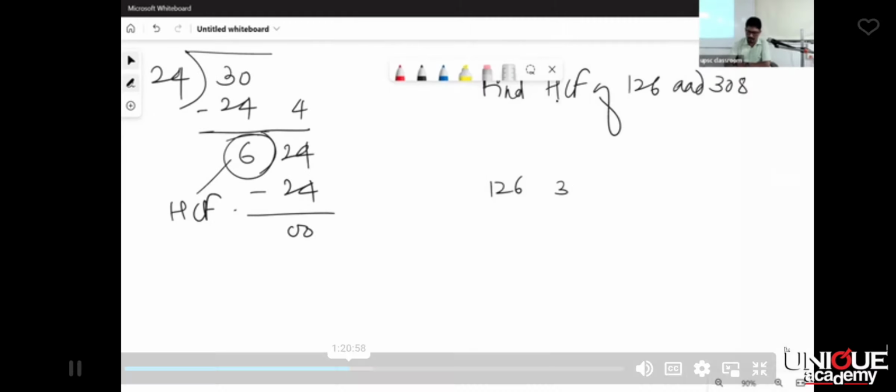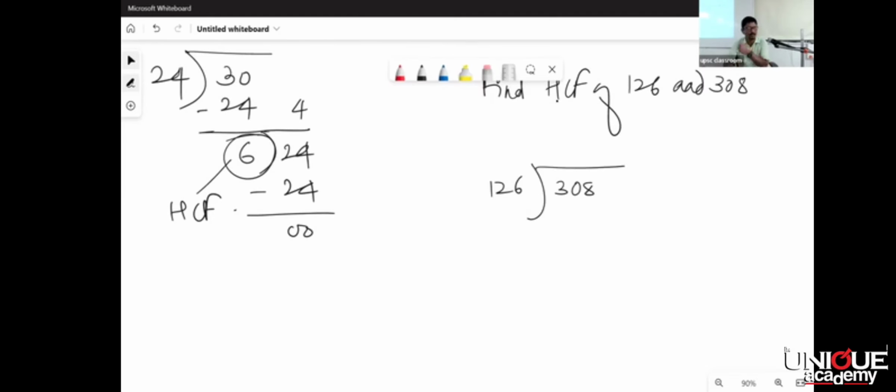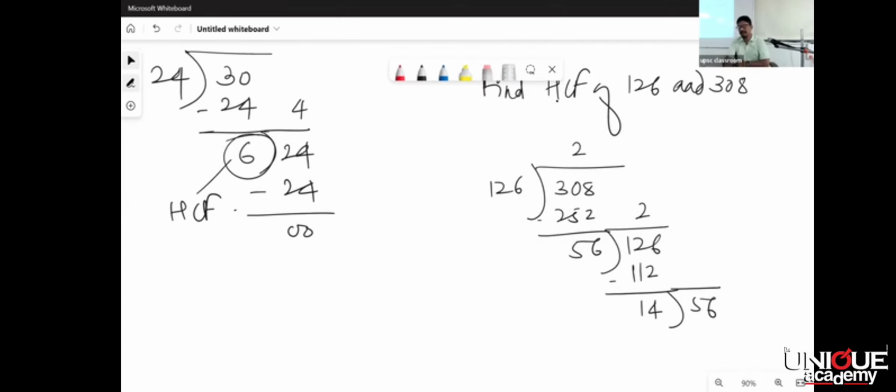These two numbers are 126 and 308. On dividing 308 by 126, because the greater number is to be divided by the smaller one, 126 doubled, 252, is to be subtracted from 308. Maximum this can be subtracted. So the remainder is 56. Now by 56 we have to divide 126. 56 into 2 is 112. So the remainder is 14. Now by 14 we have to divide 56. So that is continued division. Every time we have to divide the divisor by the remainder. So 14 4s are 56. Now the remainder is 0, so the divisor at this place is our HCF, and that is 14. Is it clear?